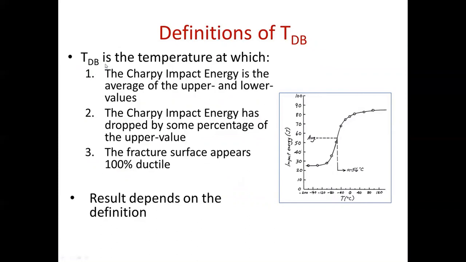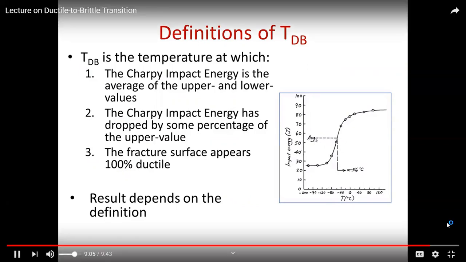The ductile to brittle transition temperature can be defined as the temperature at which the Charpy impact energy is the average of the upper and lower values. And that's what's illustrated in the figure on the right. The lower impact energy is about 25. The upper impact energy is about 85. And the average is around 55 or 56 degrees C.